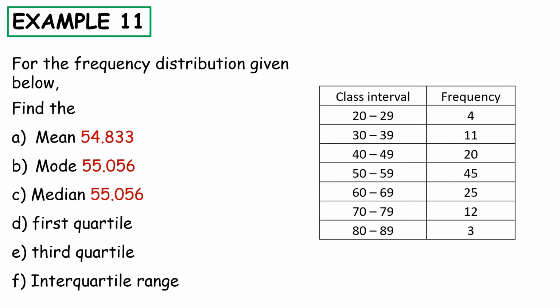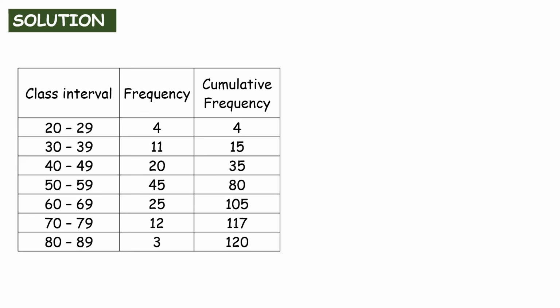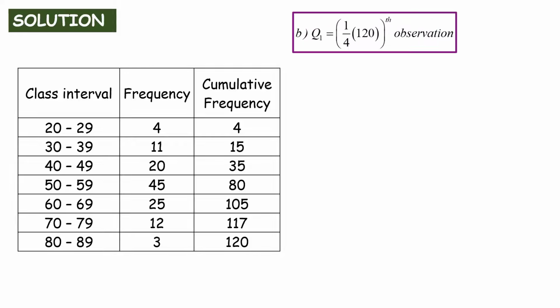Now let's try to find the first quartile, third quartile and interquartile range of the frequency distribution given. We need the same table as used to find median. Make sure to have interval, frequency, and cumulative frequency. The first quartile is the value in the first quarter of the data set. So we need to find 1/4 of the total frequency. 1/4 of the total frequency is 1/4 of 120, which is the 30th observation.